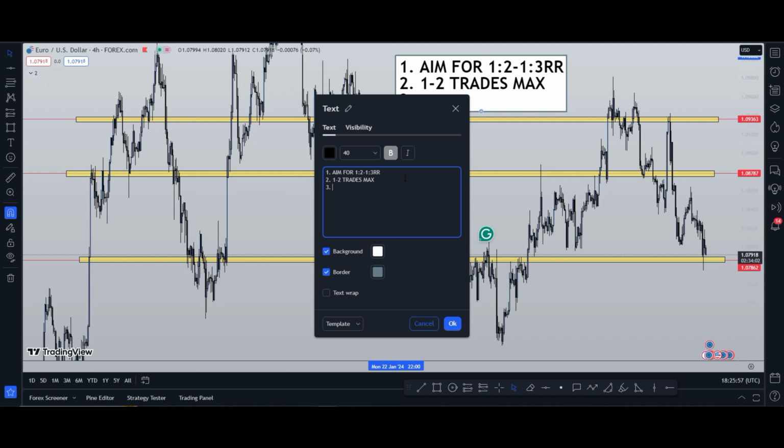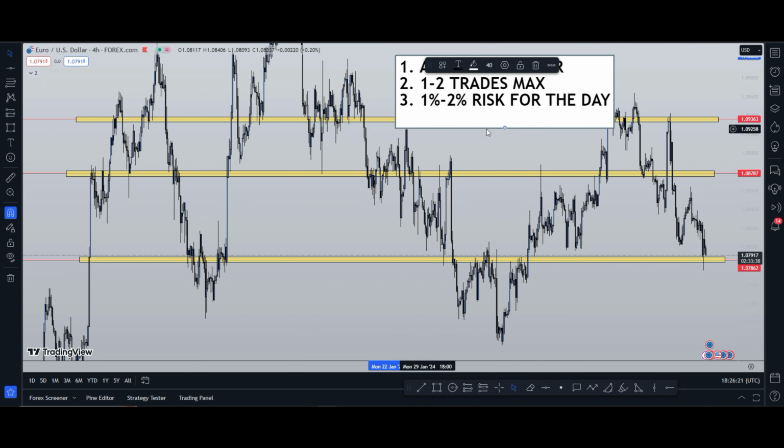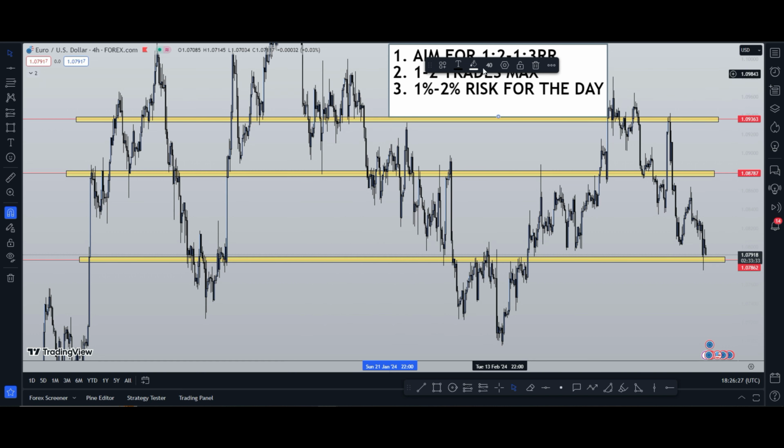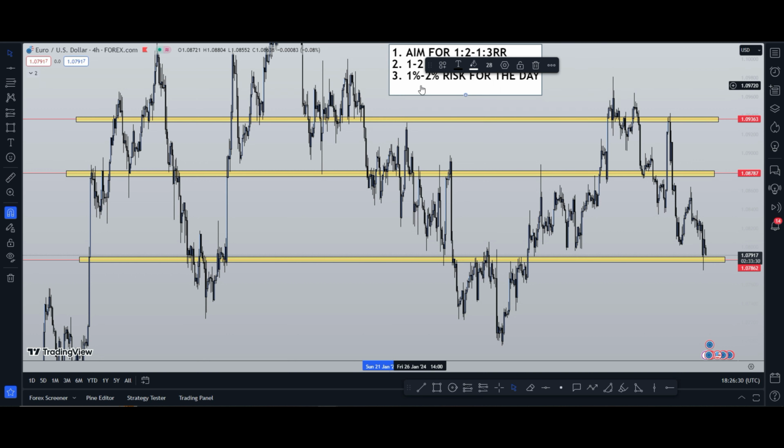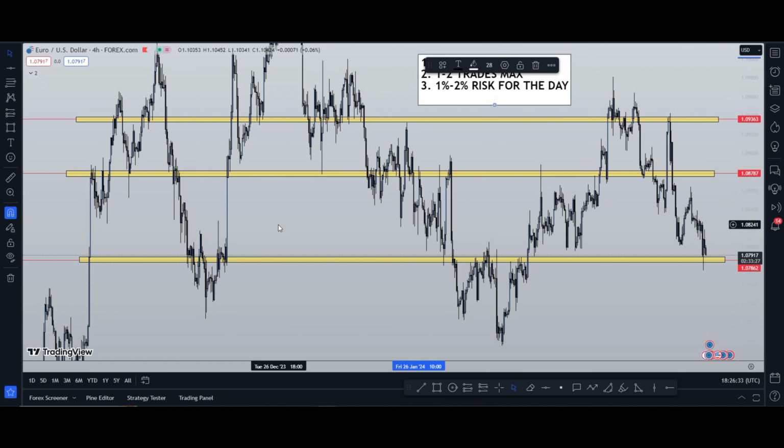Number 3, 1% maximum, 2% risk for the day. Another one, and you have to stick to this as well, right? 1 trading session, 1 strategy, obviously. Now, okay, just leave this up here. So let's just start through this.